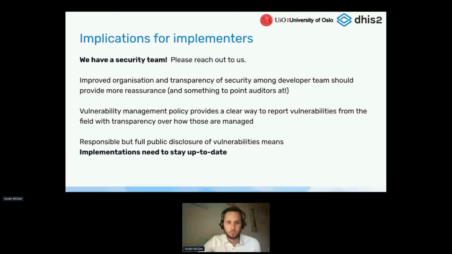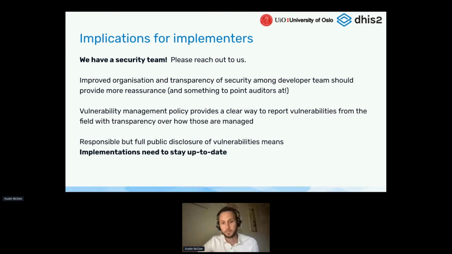Just kind of a wrap up of what we've talked about. We have a security team at the DHIS2 core team at the University of Oslo. We are working to improve our organizational transparency and to increase the knowledge of and work around security within the developer team, which is important if you have auditors that are looking at DHIS2 to point them to some of those policies and practices that the DHIS2 core team is implementing.